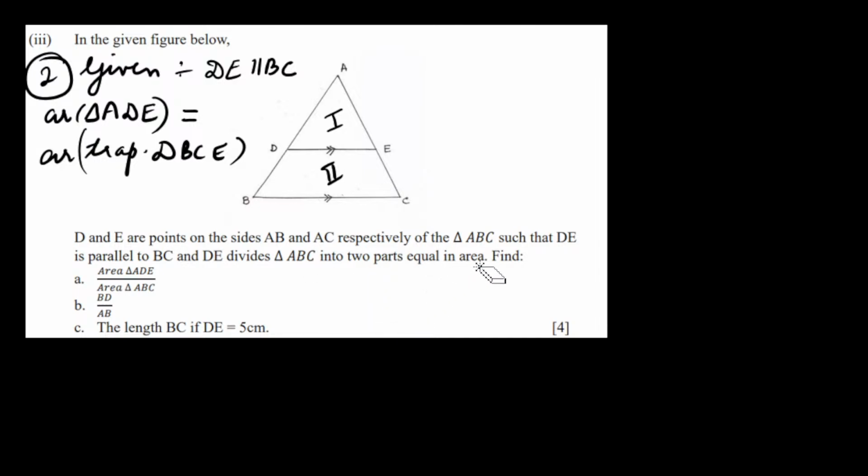So these are the given things I have written. Whenever you are attempting geometry questions, you have to write given, then what we have to find. Because of no space I will not write it here, but you have to separately write like this, to find. We have to find the ratio of the area of triangle ADE and the area of triangle ABC. Then BD is to AB. Then we have to find the length of BC if DE is equal to 5 centimeters. So these all things we have to find. So let's start.